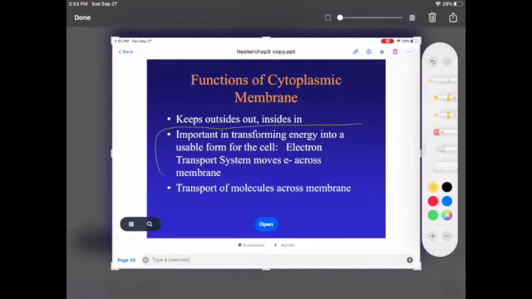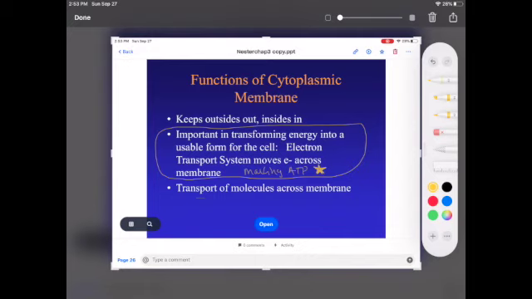It's very important in transforming energy into usable form for the cell. So the electron transport system, if a bacterial cell has an electron transport system, it will be embedded in its cytoplasmic membrane. This is for making ATP. So if there are prokaryotic cells that do electron transport, that electron transport system will be embedded in their cytoplasmic membrane. Not the case for eukaryotic cells, and we will get to that again too.